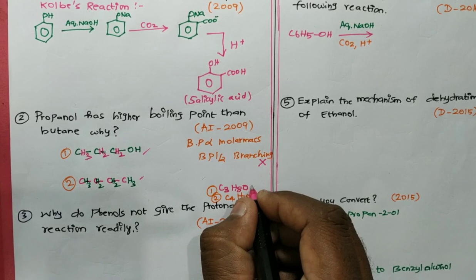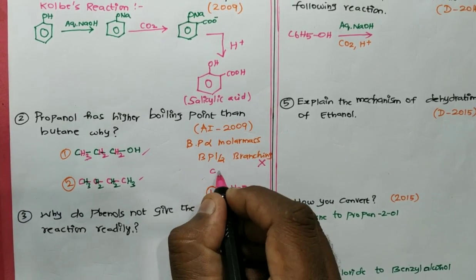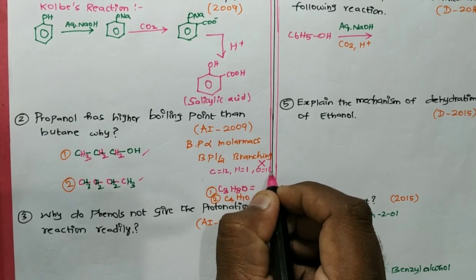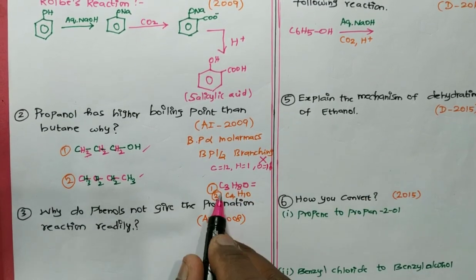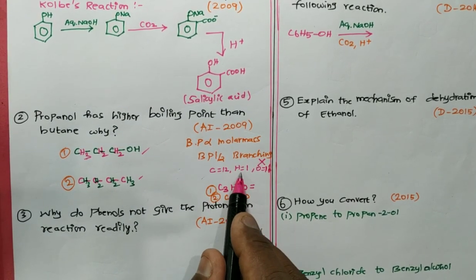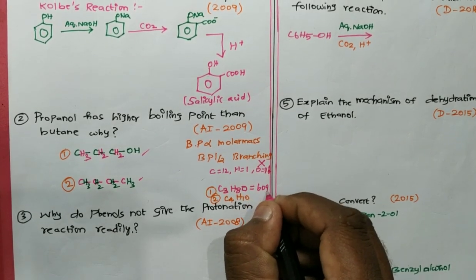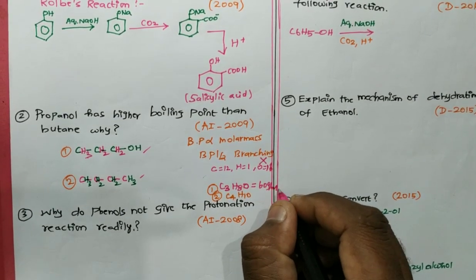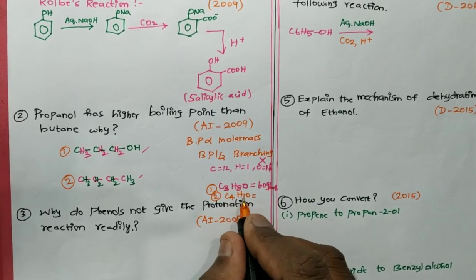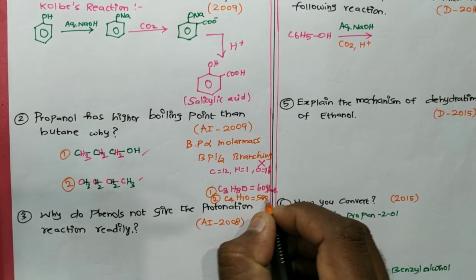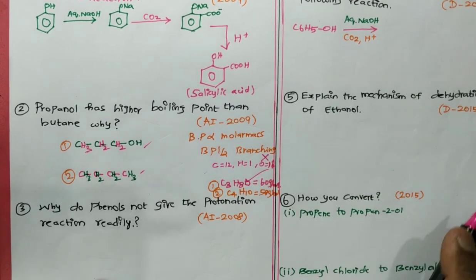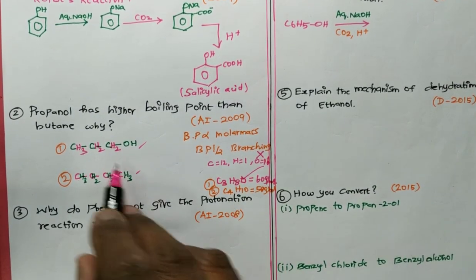For carbon it is 12, hydrogen it is 1, for oxygen it is 16. So I have 3 carbon atoms, 36, plus 8 hydrogen, 36 plus 8 is 44, plus 16, 60 gram per mole. That is the molar mass. But in the case of C4H10, 48 plus 10, 58 gram per mole. So according to molar mass, propanol has the higher molecular mass, and that is why it has the higher boiling point.